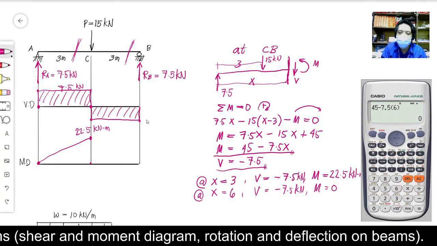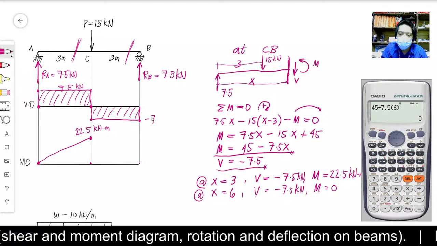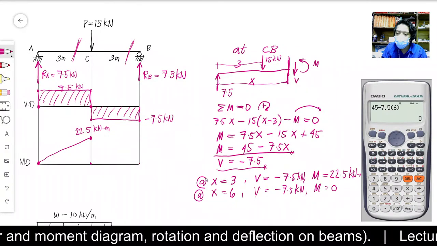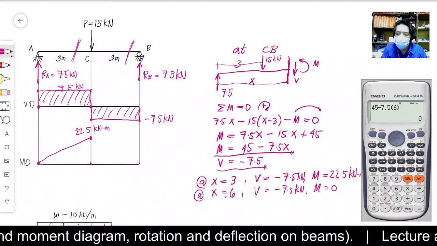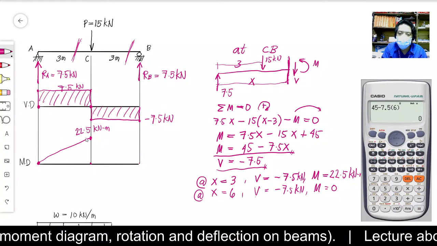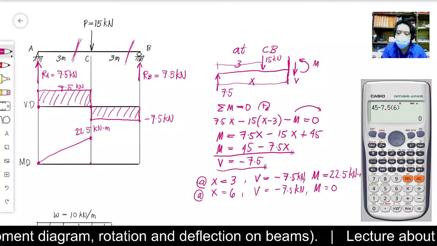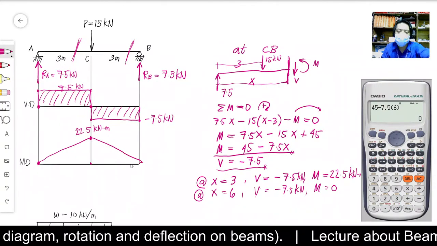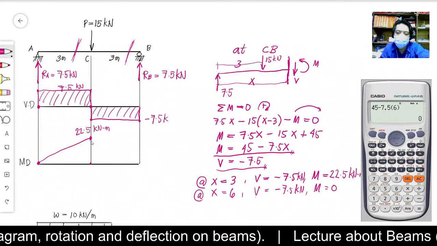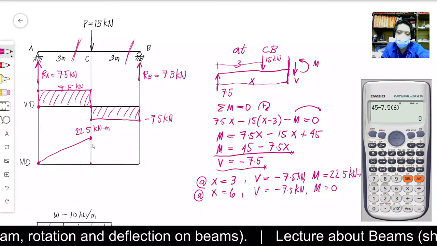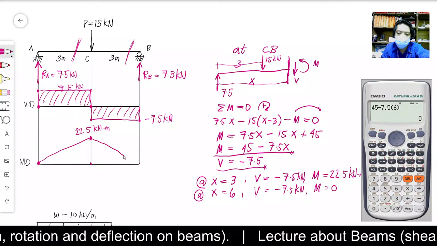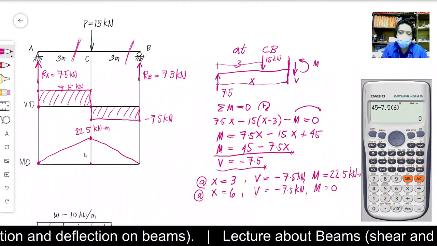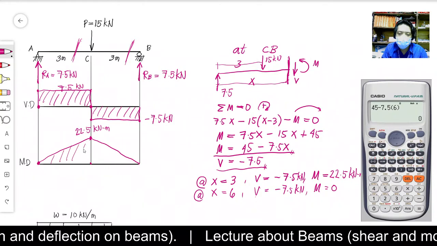So this is negative 7.5 kilonewton. And for the moment, when X is 3, the moment is 22.5. When X is 6, the moment is 0. So, sorry, kilonewton. Okay, and this is your moment diagram.